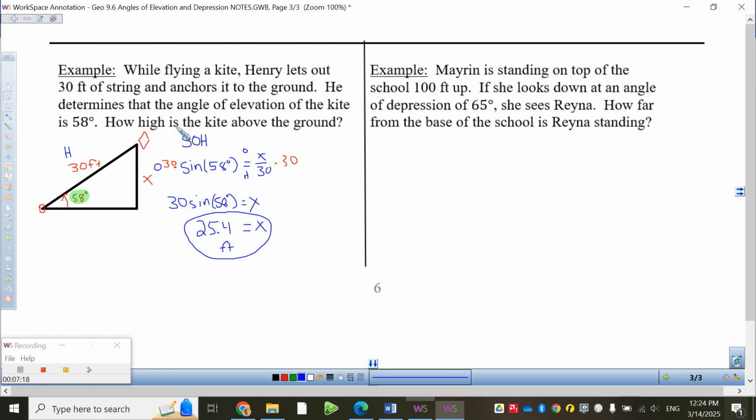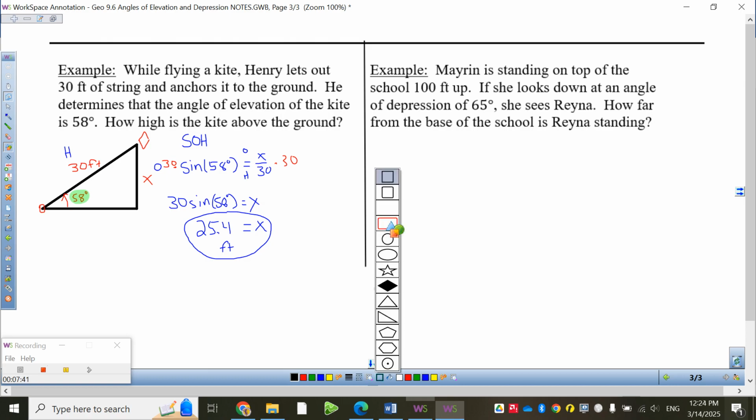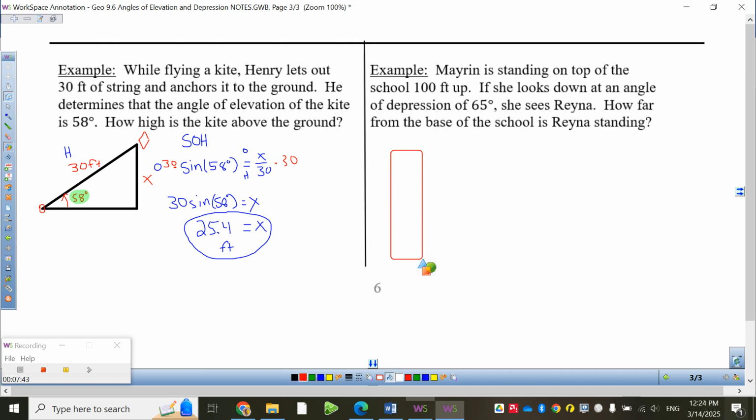All right, moving on to the next example. Mayreen is standing on top of a school 100 feet up. If she looks down at an angle of depression of 65 degrees, she sees Raina. How far from the base of the school is Raina standing? All right, so I'm going to draw a rectangle to represent the school. So here's the school in this problem. Okay. And then we have a person at the very top looking down at another person.